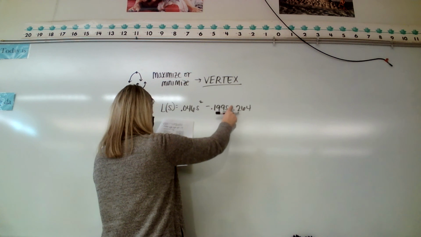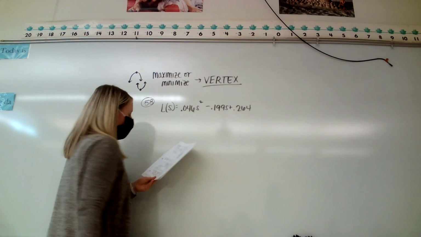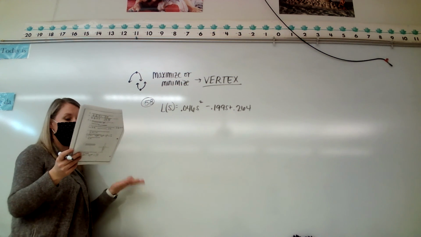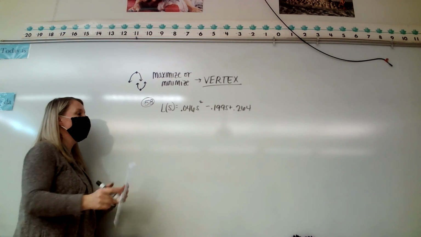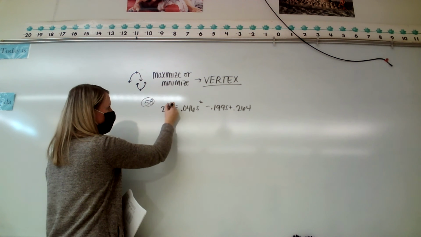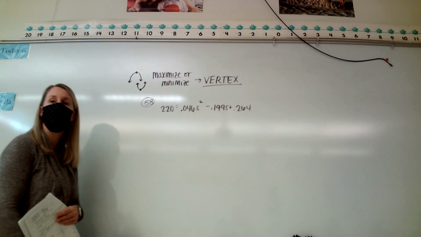That's not an equals, that's a plus. So if that was my equation, all it asks is, if the length of the skid mark is 220, find the speed. All you're going to do is, for length, put in 220, and then solve that one.